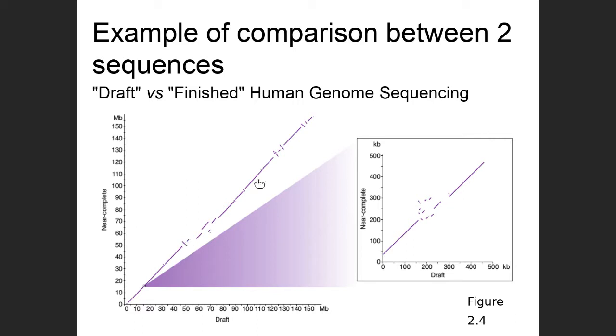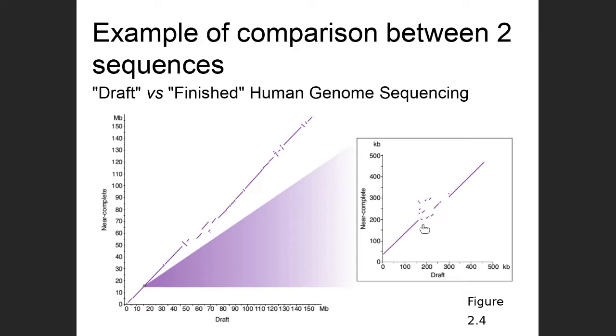So these are the inversions, and then these are gaps. There was a large gap here. And even in parts like this, they look like a straight line. That means we did a good job here. There's no change between the draft and when we sequenced more. But when you look up close, there are all these little pieces that were inversions.